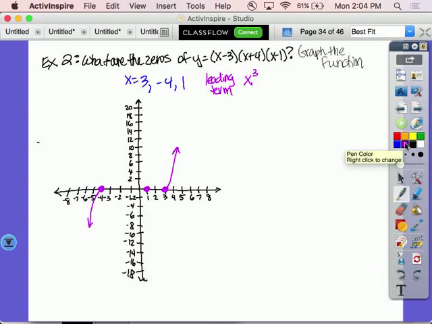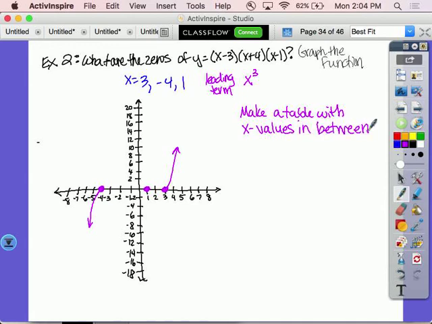So what we're trying to do is say, well, I know it's going to have a hump here and then a hump going down there. All right? We know there's going to be a max here and a min here, but is the max way up here and then comes down, or does it just kind of come like this? That's what we have to decide. So in order to do that, we're going to make a table of x values in between our zeros, or the x-intercepts.